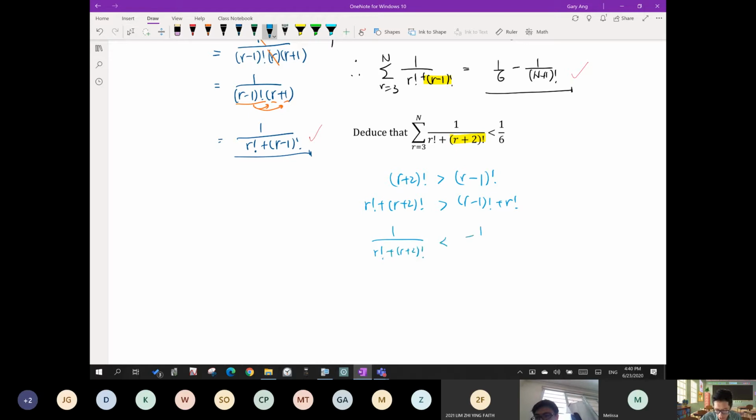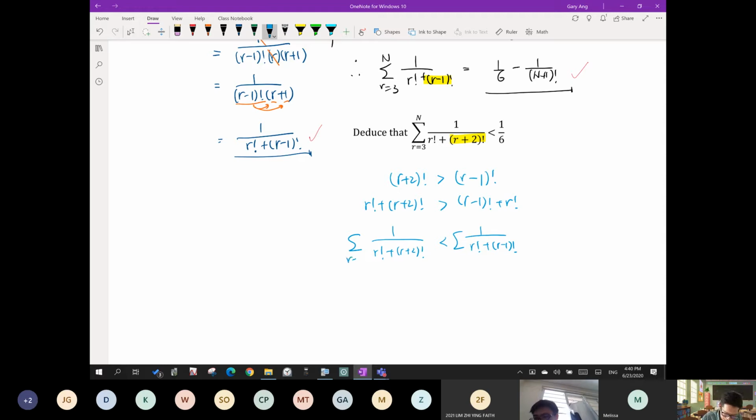But when I flip both sides, I got to change the sign. Correct? Okay. Now here comes the important part. This fraction is less than this fraction. Agree? All right. Therefore, if I change it into a series and I sum it up, this sum must be less than that sum. Makes a lot of sense.